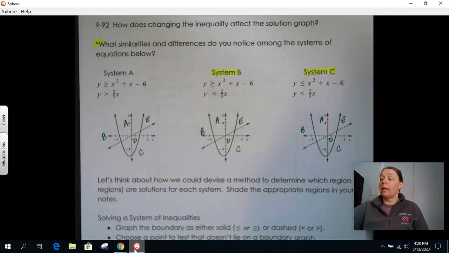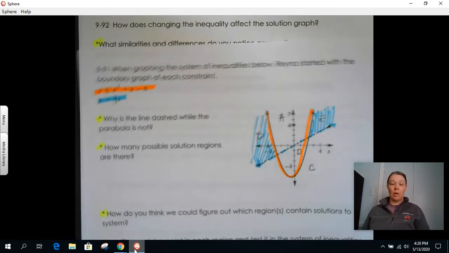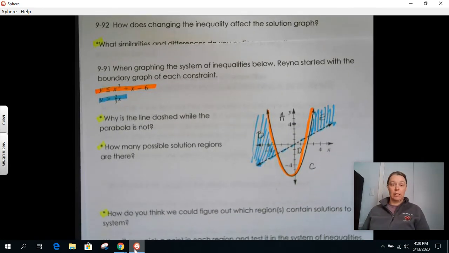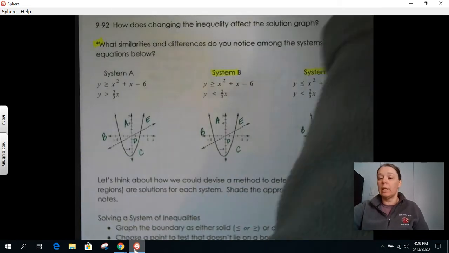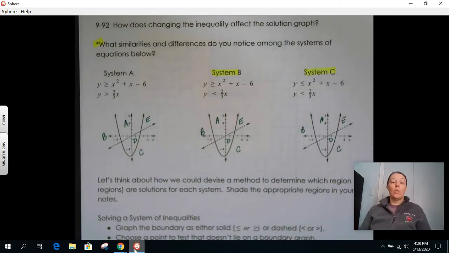And if we look back at the one that we just did, it's the same inequalities as what we just did. This was a less than or equal to and a greater than. Okay, so it's just different combinations with all the different possible inequalities. And so what we want to do is think about how could we devise a method to determine which region or regions are solutions for each system. And then we want to shade the appropriate region for each of them.